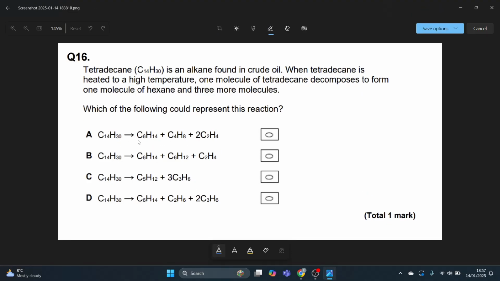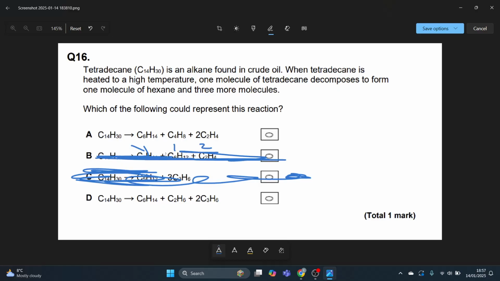And then question 16. Which of the following could represent this reaction? One molecule of tetradecane could decompose into one molecule of hexane, C6H14, so it can't be C, and three more molecules. Well, it can't be B then, because that's one molecule of hexane and three more molecules. I've only got two more molecules in this case, so I'm left with A and D.